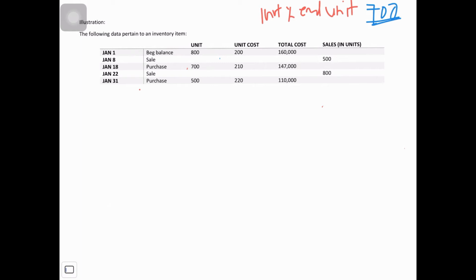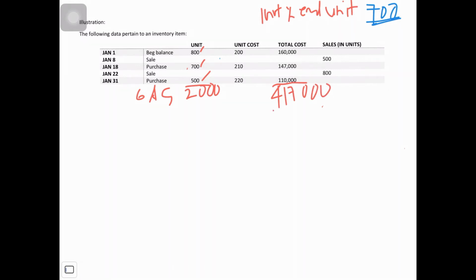Periodic, guys, is, diba, kung ingon ninyo ganiha, total units sa goods available for sale. Pila? Kanitanan, beginning, purchases. So, 800 plus 700 plus 500. So, nakay 2,000 goods available for sales. Then, total cost niya is 160 plus 147 plus 110. So, nakay 417,000.